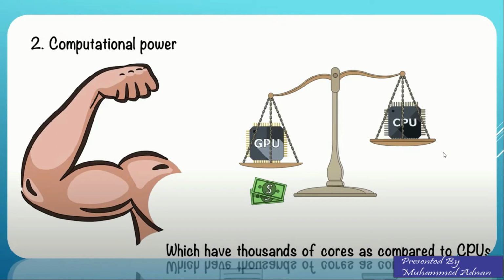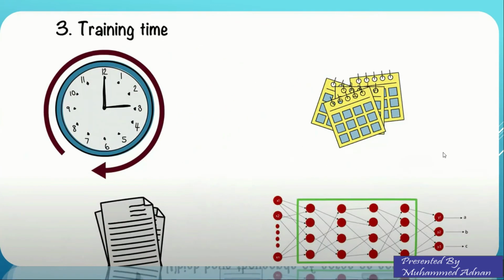computational power. Training a neural network requires graphical processing units, which have thousands of cores as compared to CPUs. And GPUs are of course more expensive. And finally, we come to training time. Deep neural network takes hours or even months to train. That time increases with the amount of data and number of layers in the network.